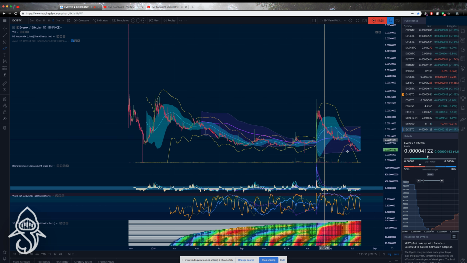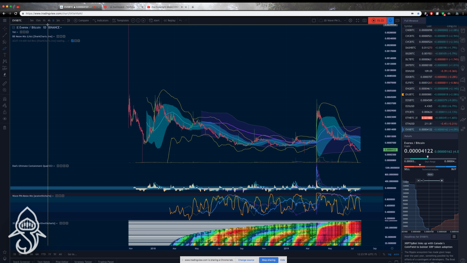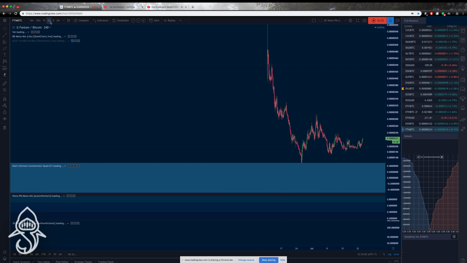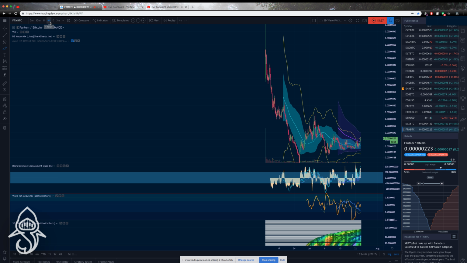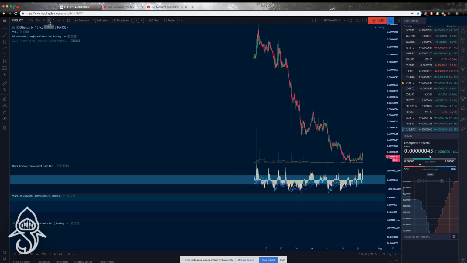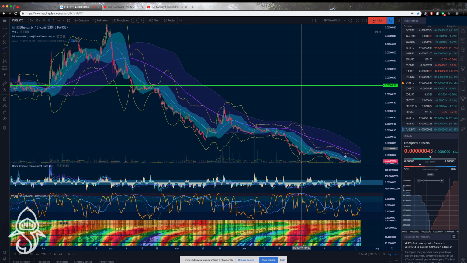I do not want to touch that with a 10-foot pole. We've broken all support. We've got a significant downtrend. There's no sign of relief. Let's move on. No. Pip size is too low. I don't want to deal with it.